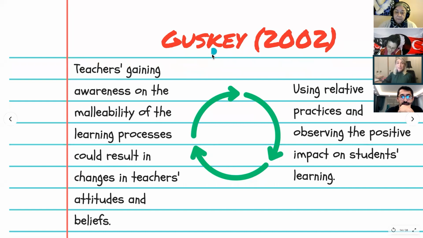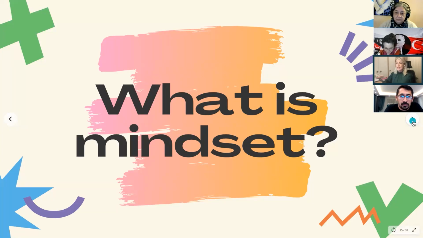And according to Guskey in 2002, teachers gaining awareness of the malleability of learning processes could result in changes in teachers' attitudes and beliefs, which in turn reveals that using relevant practices and observing the positive impact on students would just circle around this process, and that will complement one another. It's an ongoing process.